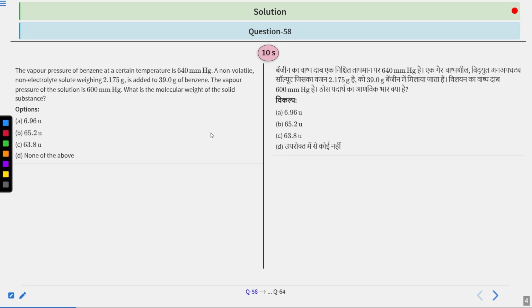The question says that the vapor pressure of benzene at a certain temperature is 640 mm of Hg. A non-volatile, non-electrolyte solute weighing 2.175 gram is added to 39.0 gram of benzene. The vapor pressure of the solution is 600 mm Hg. What is the molecular weight of the solid substance? Options are A 6.96 u, B 65.2 u, C 63.8 u, and D none of the above. In this case, the u signifies unified atomic mass unit. Your time to solve this question starts now.